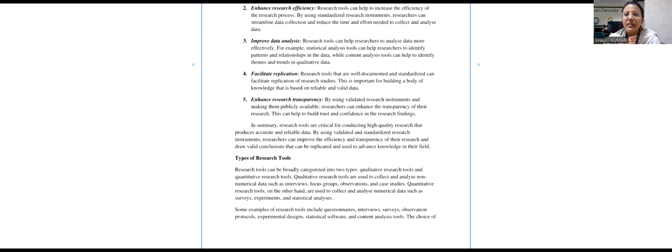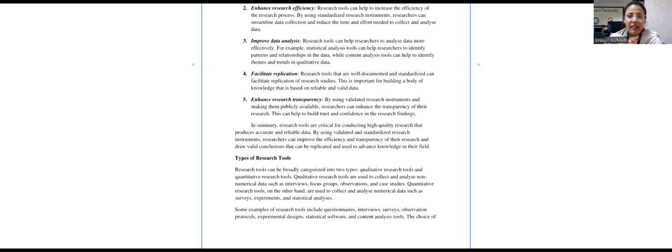Then improve data analysis. Research tools can help researchers to analyze data more effectively. For example, statistical analysis tools can help researchers to identify patterns and relationships in the data, while content analysis tools can help to identify themes and trends in qualitative data.